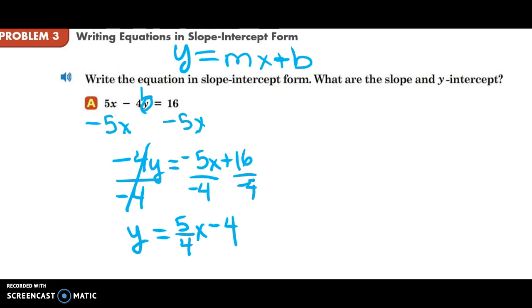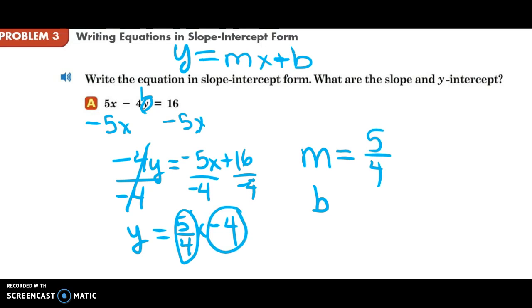Now that I'm in slope-intercept form, I can figure out the slope and the y-intercept. That's picking out the m value, which will be the number in front of the x, and picking out the b value, which is the number without the x. And now I know my slope and y-intercept.